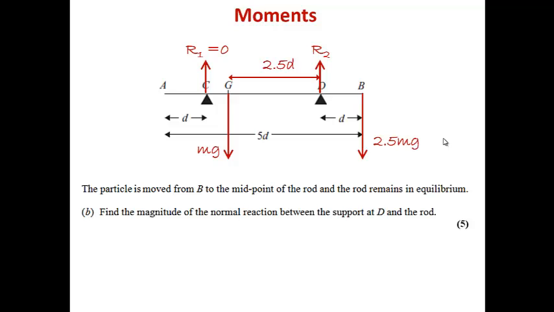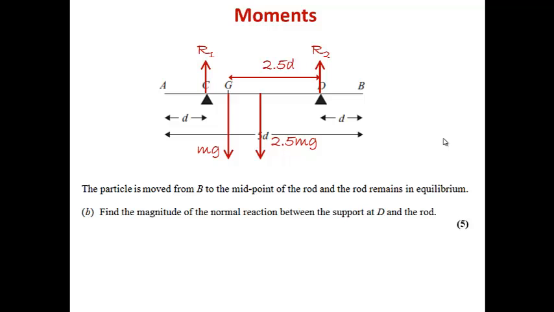The particle is moved from B to the midpoint of the rod, and the rod remains in equilibrium. Find the magnitude of the normal reaction at the support D on the rod. As we've moved the mass from B to the midpoint, the reaction at C will no longer be 0. So we have separate reactions at C and D.